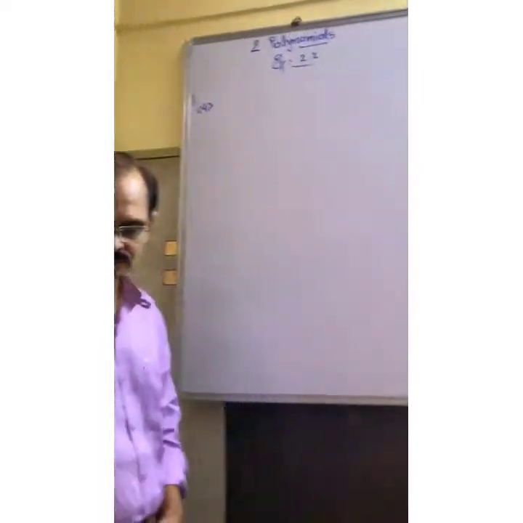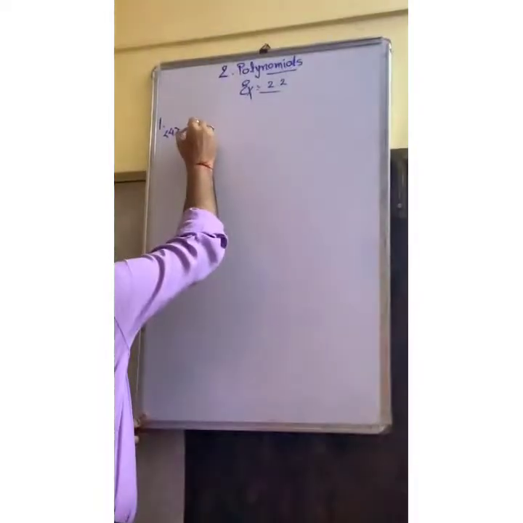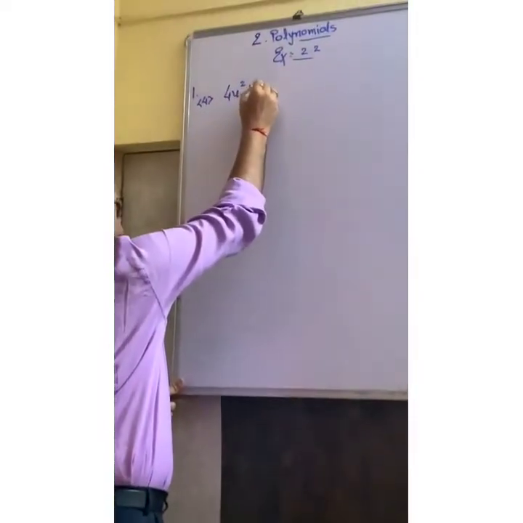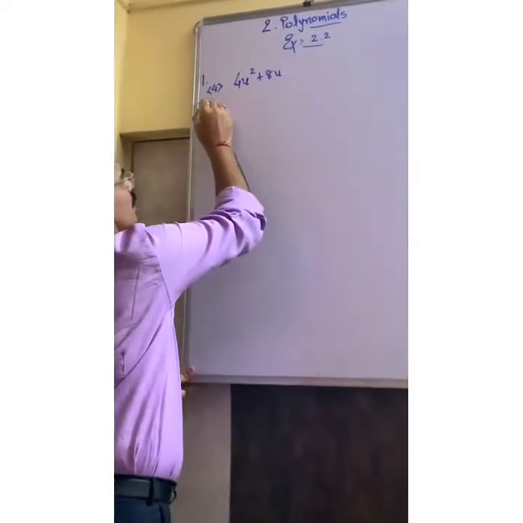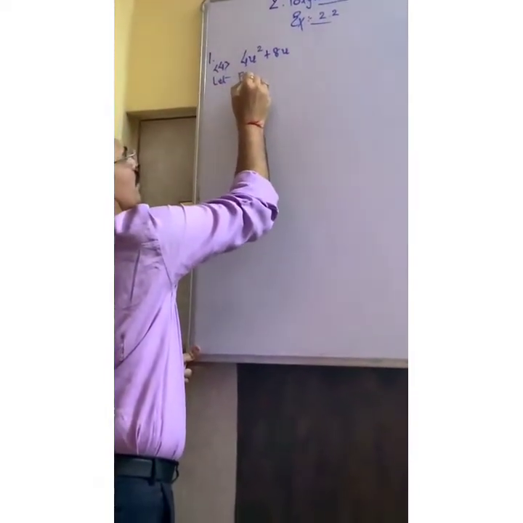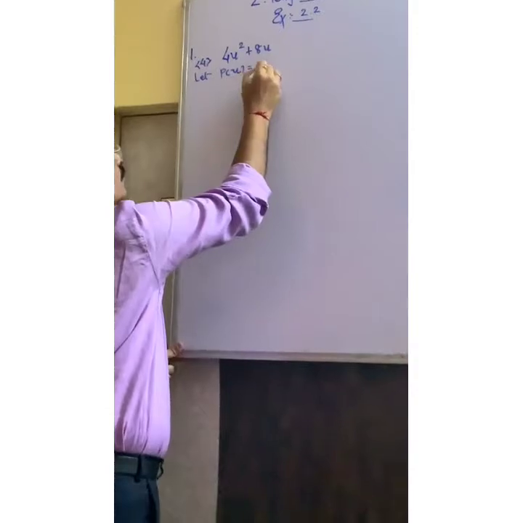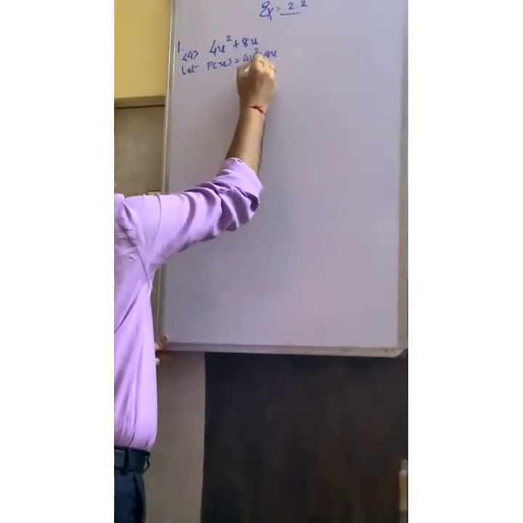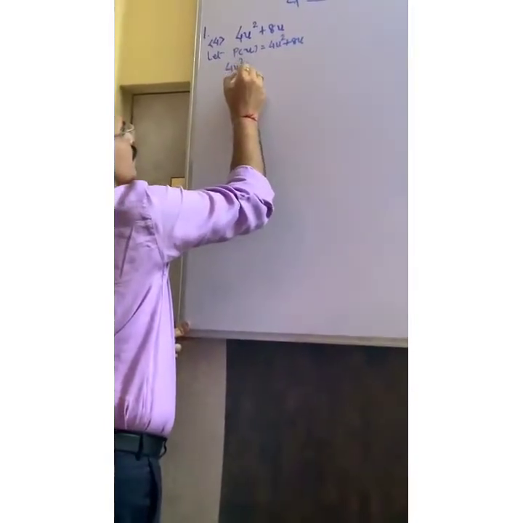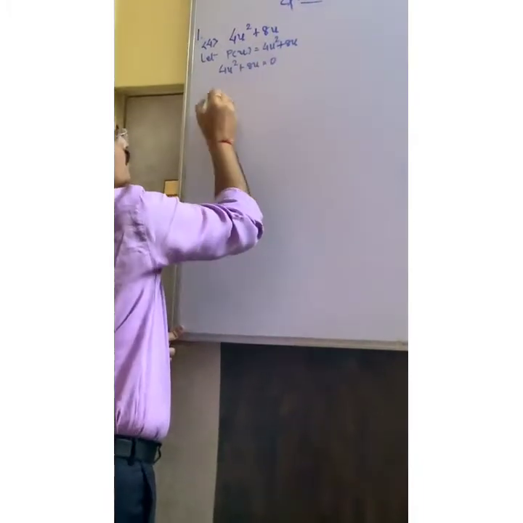So exercise 2.2, the remaining sums. Question number 1, number 4. 4u square plus 8u. So we suppose P of u equal to 4u square plus 8u. Take 4u square plus 8u equal to 0.